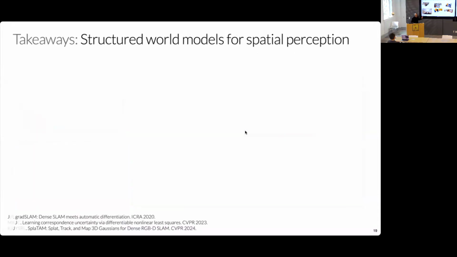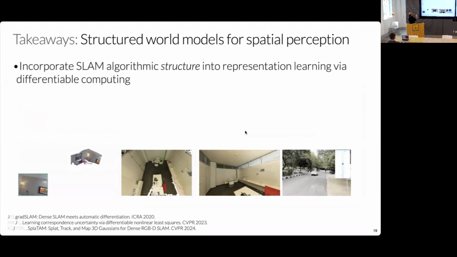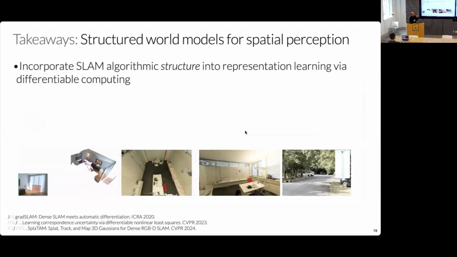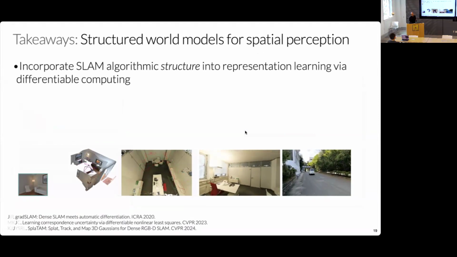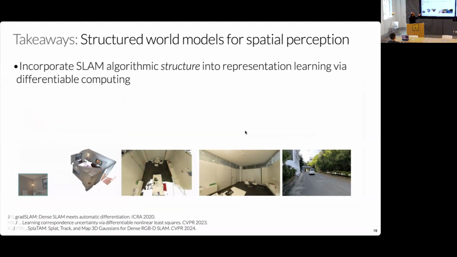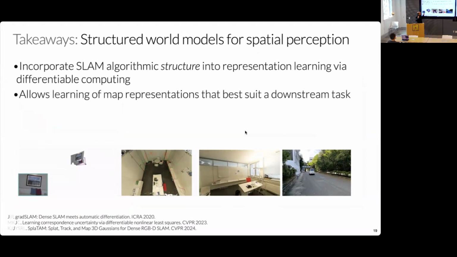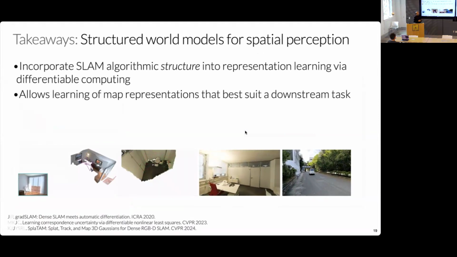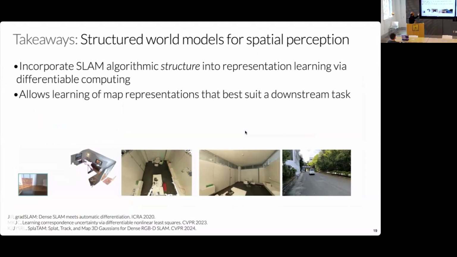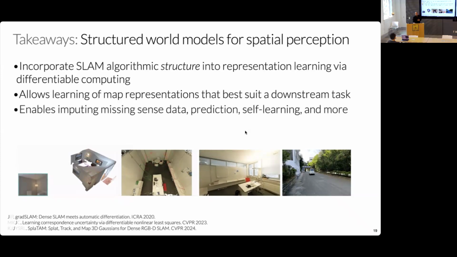So, very quick takeaways for this segment of the talk. We incorporate algorithmic priors from structures you know from projective geometry, in this case SLAM or structure from motion, and we do this via differentiable programming, where we implement SLAM as a differentiable program. That allows us to include missing data and allows learning map representations, like here, with adaptation.